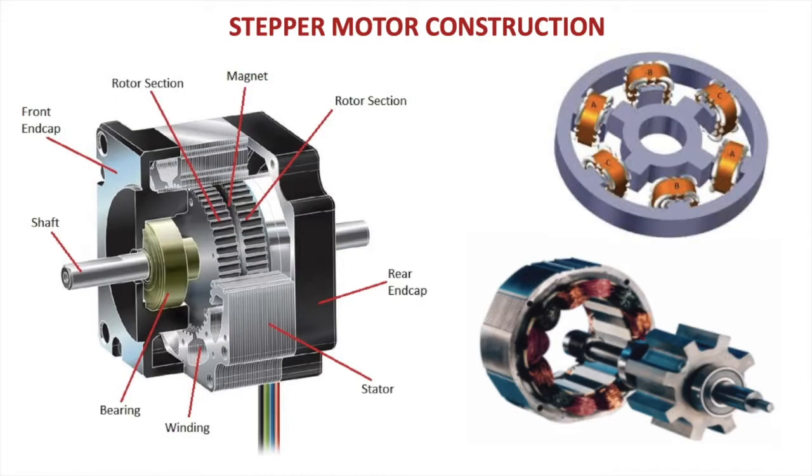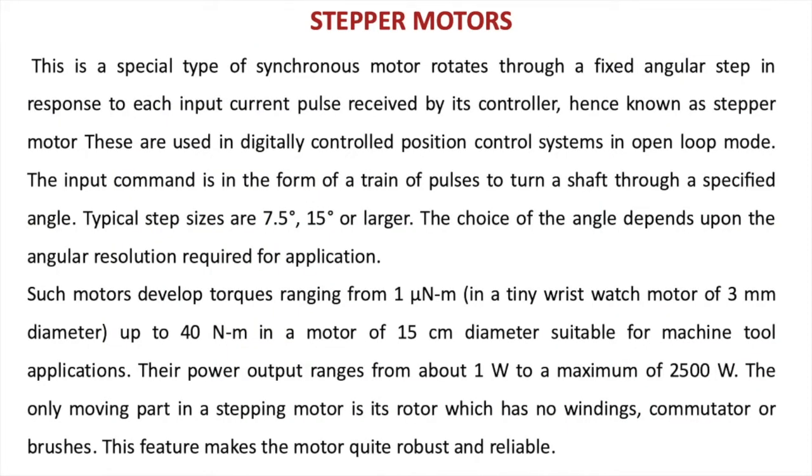winding, stator, rear end cap, rotor section, the magnet and the front end cap. Now the stepper motor is a special type of synchronous motor, rotating through a fixed angular step in response to each input current pulse received by its controller, hence known as a stepper motor. These are used in digitally controlled position control systems in open loop mode. The input command is in the form of a train of pulses to turn a shaft through a specified angle.